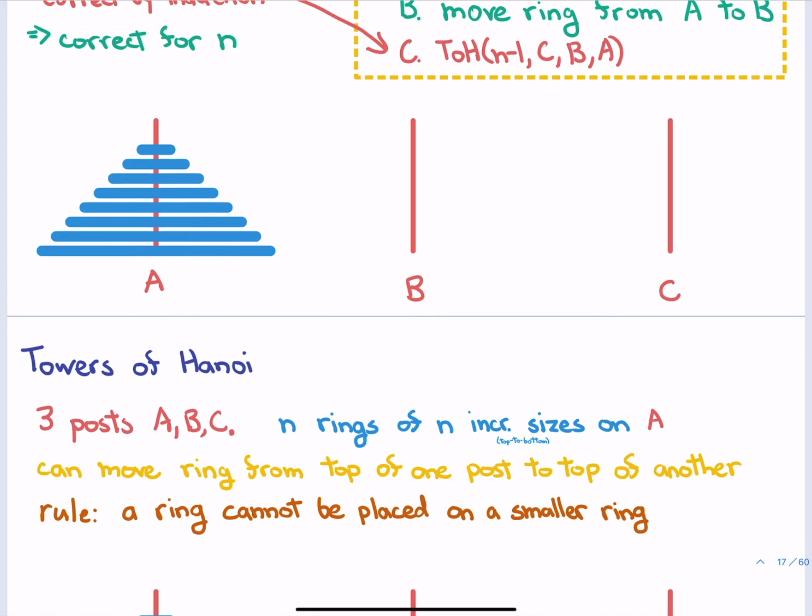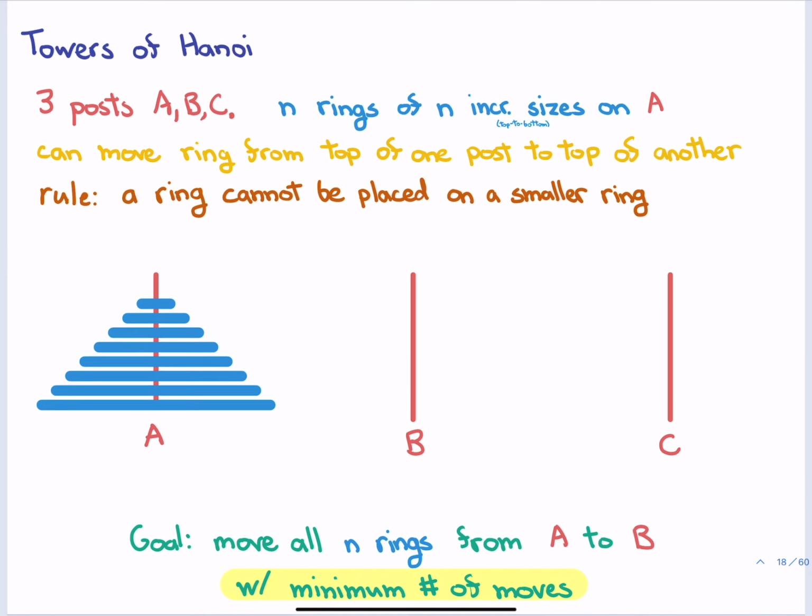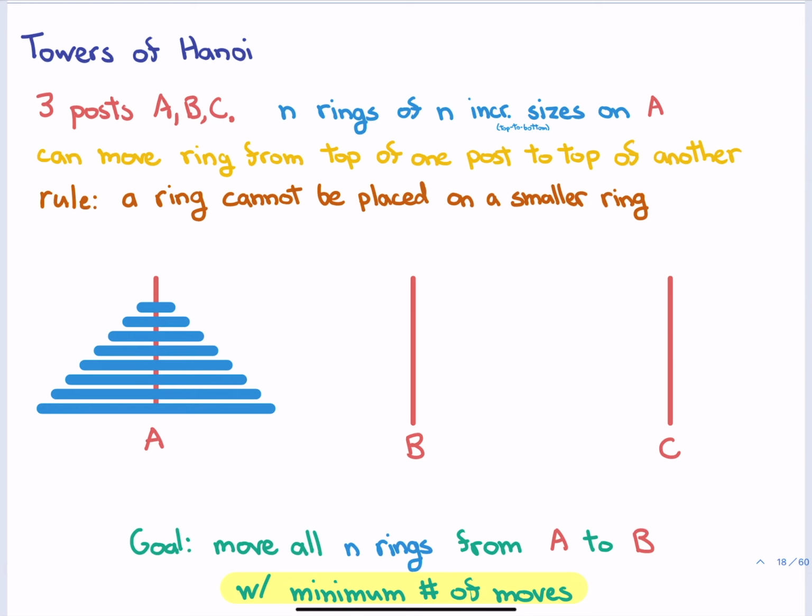All right, let me put a twist on this. Same question, but I want to make it a little bit harder. My goal now is to move all n rings from A to B with the minimum number of moves. So now I really want to get the best possible algorithm. Before, we came up with an algorithm that works and we proved that it's correct. That doesn't break the rules and ultimately moves the n rings over. But now I want to try to come up with an algorithm that I can prove is minimal.